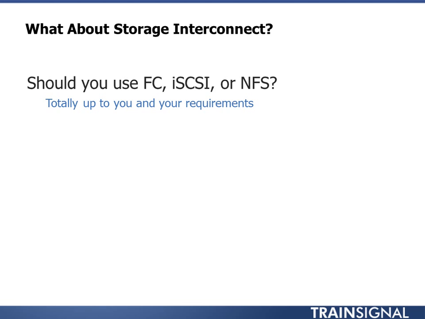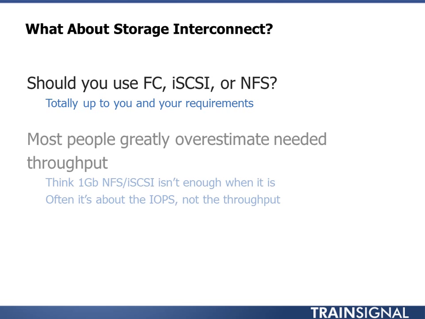From a pure performance standpoint, they are all very capable, especially now with 16 gig FC, 10 gig, 40 gig iSCSI and NFS. The interconnect isn't the issue. Even 1 gig iSCSI and NFS can throw a lot of 4K or 8K IOPS across it. So it's rarely the problem. It's really up to you. There's tons of pros and cons that we won't get into here, but it does not really matter.